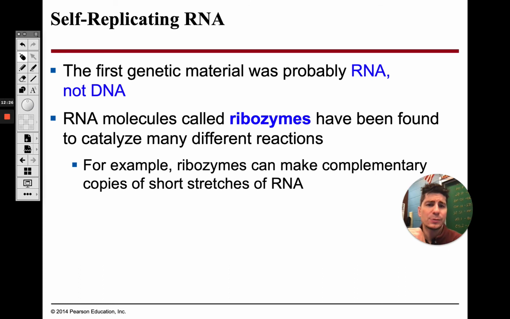What we found, guys, was that the first genetic material was RNA, not DNA. And your book there says probably. I'm going to tell you it's definitely. Reason being is we would not have DNA without RNA. If you remember when we went over DNA replication, we needed RNA in order to start DNA polymerase, to start adding those nucleotides onto the new growing strand of DNA. So without RNA, we would never have DNA. So RNA definitely came first.